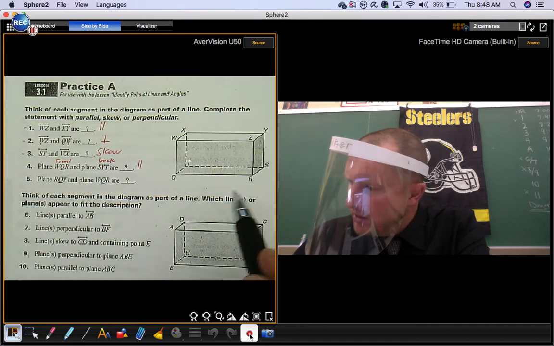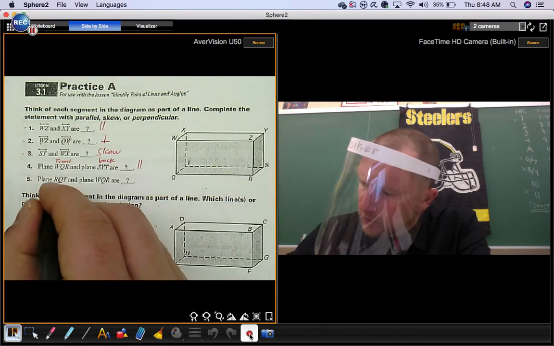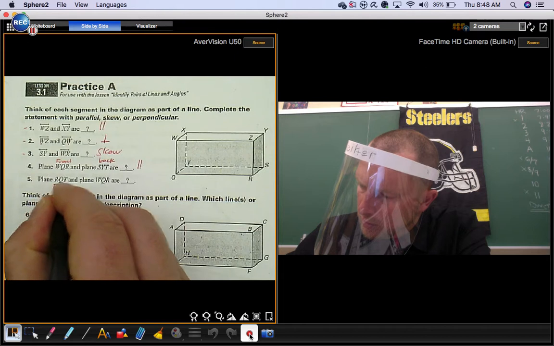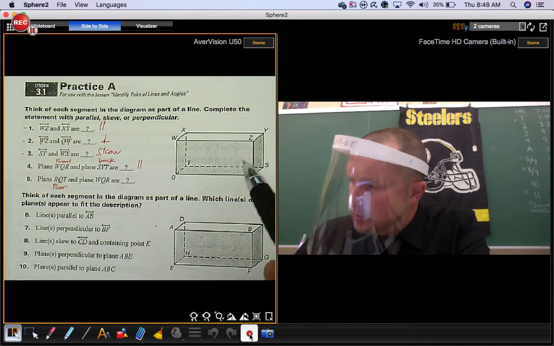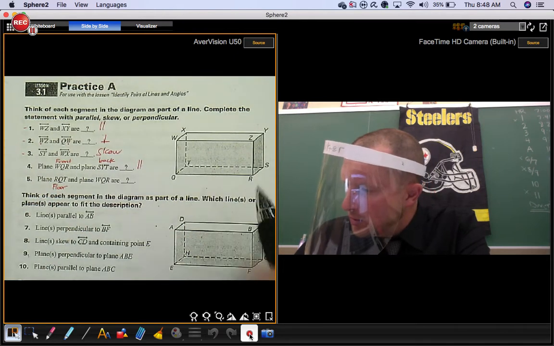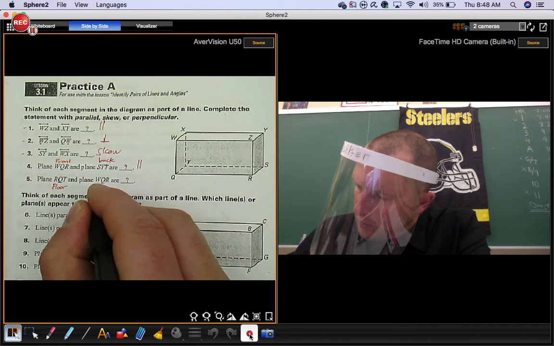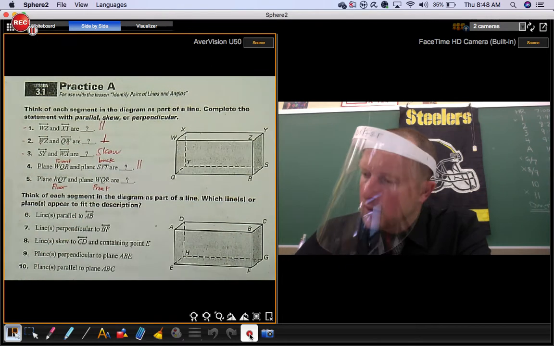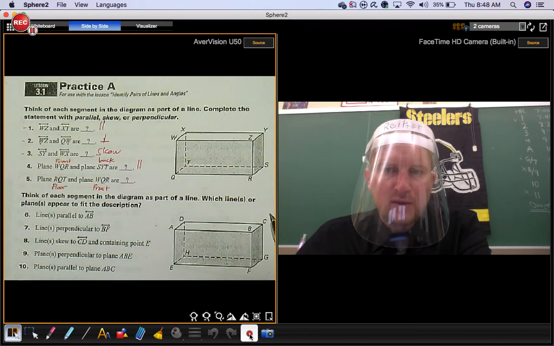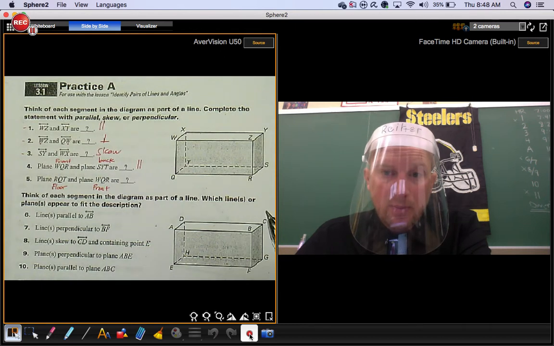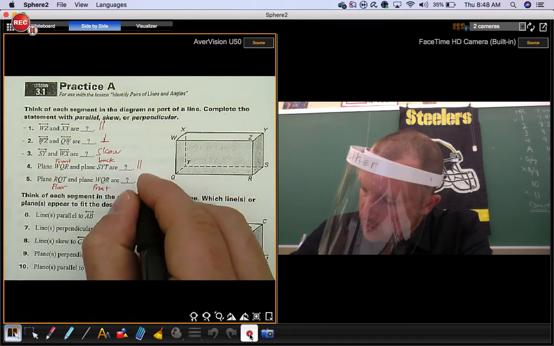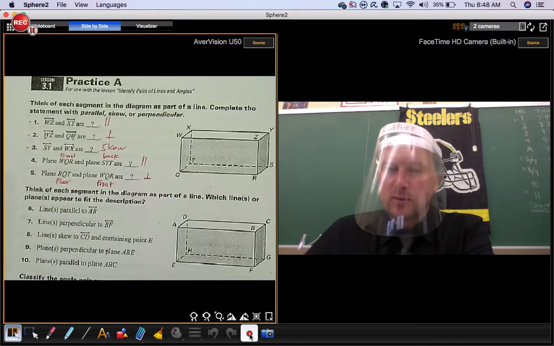Number 5, plane RQT, that's the floor. And plane WQR, that's the front wall. The front wall and the floor definitely touch, so they're not parallel. The planes can't be skew. These are perpendicular.